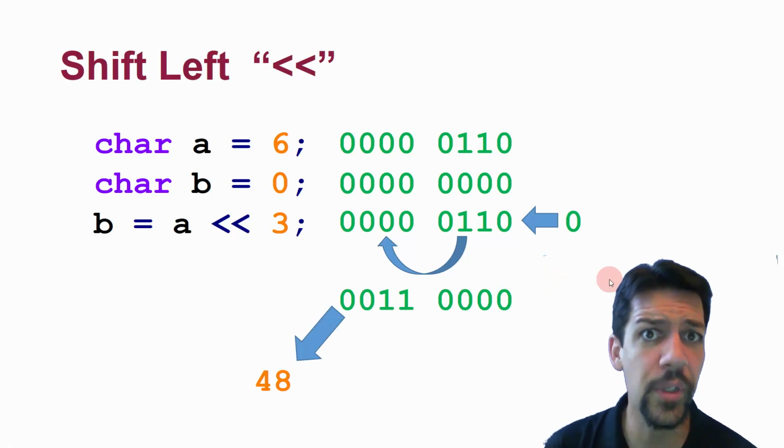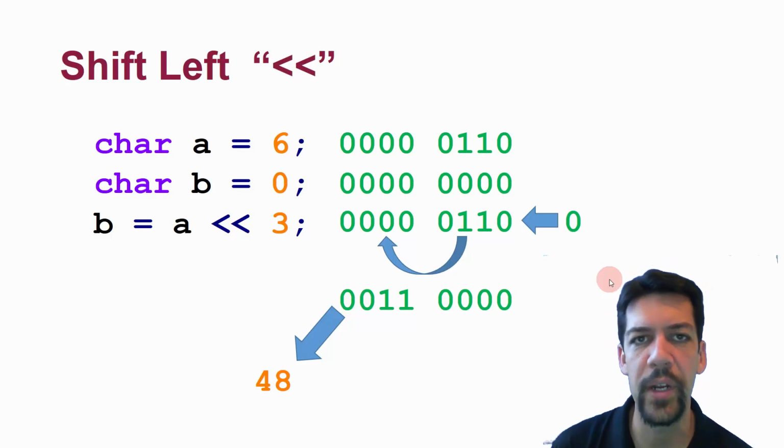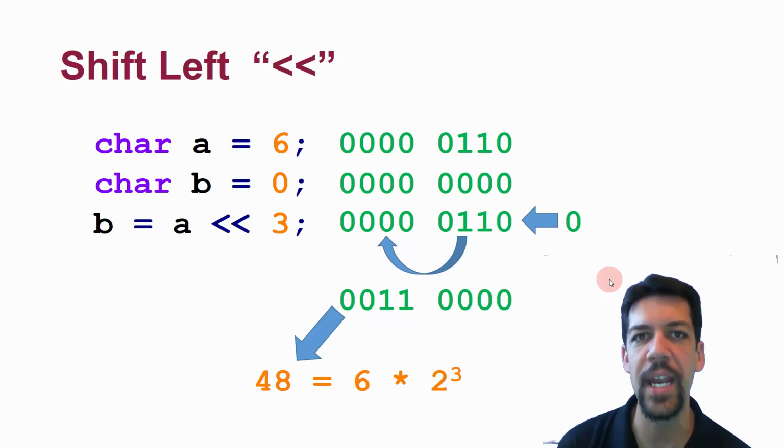Now, look at the relationship here. 6 and 48, right? 6 times 8 is 48. 8 is 2 to the 3. So what we've effectively done is multiply by the power of 2 of whatever number is there.